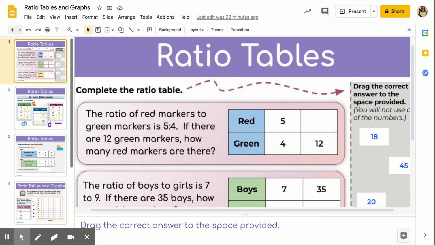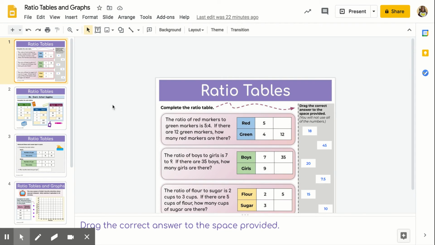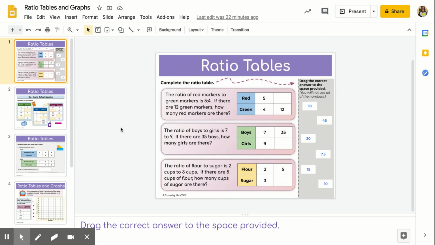Wednesday, November 17th. So we are practicing with ratio tables, and I want to show you how we can use those tables to graph the information in those ratio tables.